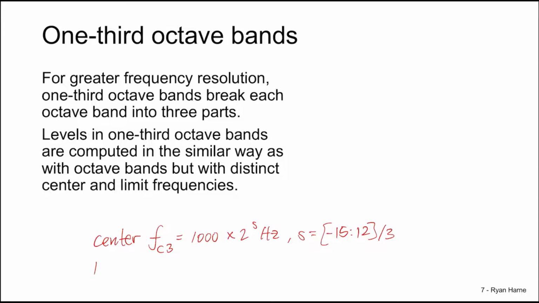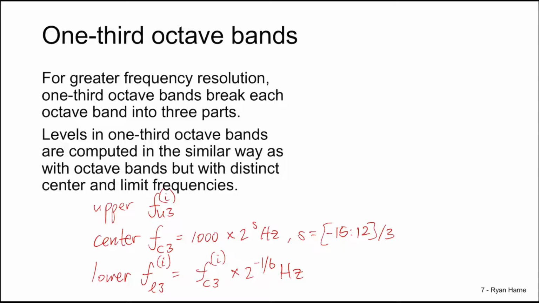The lower limit, f sub L3 to the ith, for the ith 1/3 octave band center frequency, is f sub C3 to the ith center band times 2 to the -1/6 Hertz. The upper frequency limit, f sub U3 to the power i, is equal to f sub C3 to the power i times 2 to the 1/6 Hertz.